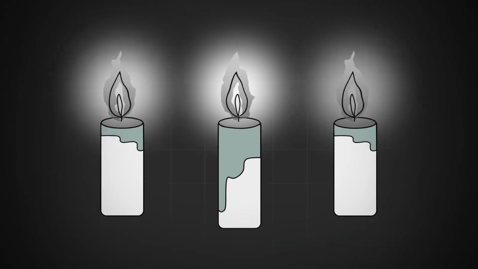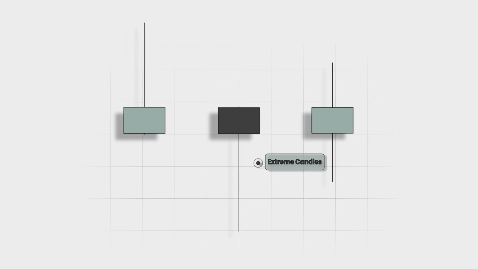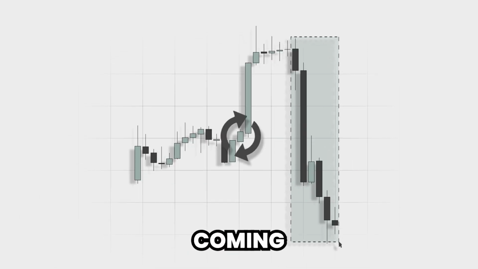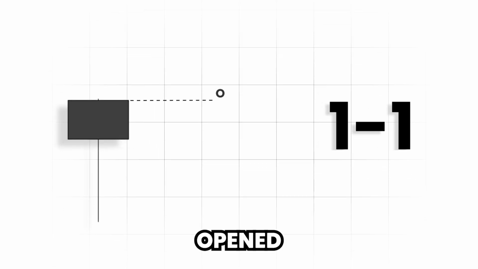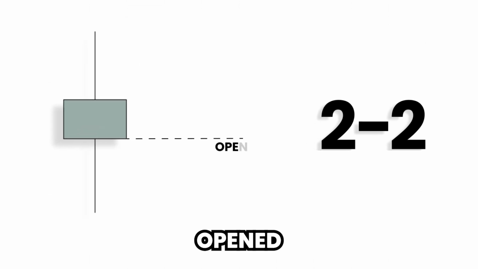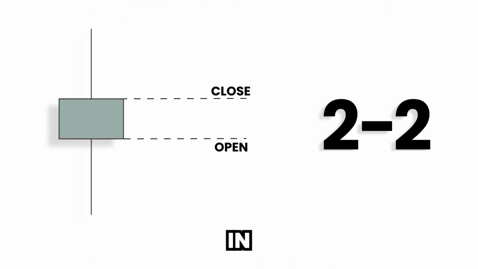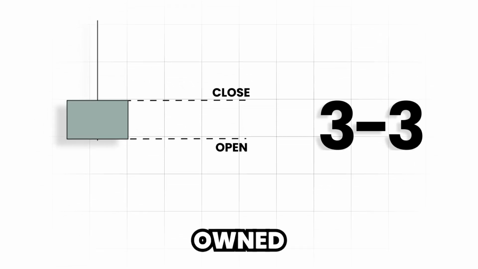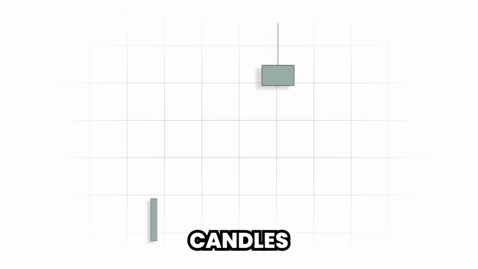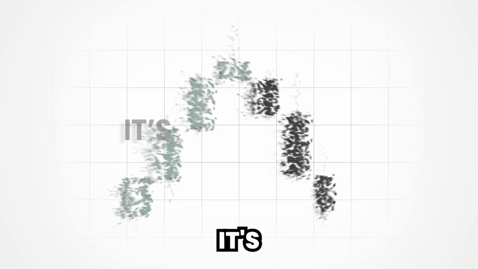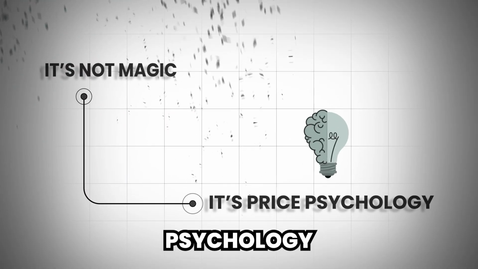Some candles hit different. We call them extreme candles. When you see one, lock in, because they can signal that a reversal is coming. 1-1, opened high, closed high. Buyers crushed it. 2-2, opened and closed in the middle. No one's in control. Total indecision. 3-3, opened low, closed low. Bears owned it. These extreme candles come with an 85% chance the market flips within the next few candles. It's not magic, it's price psychology.